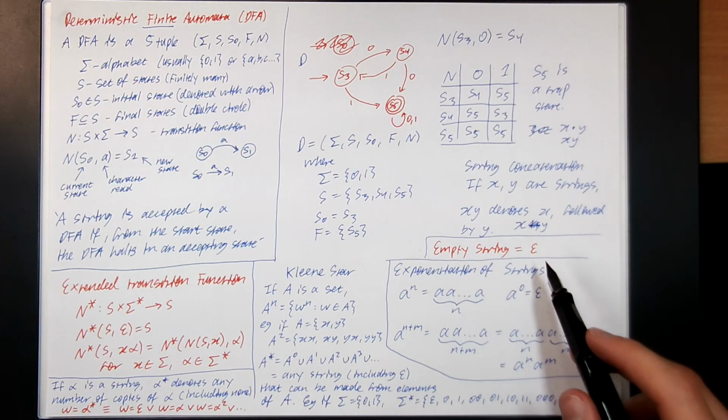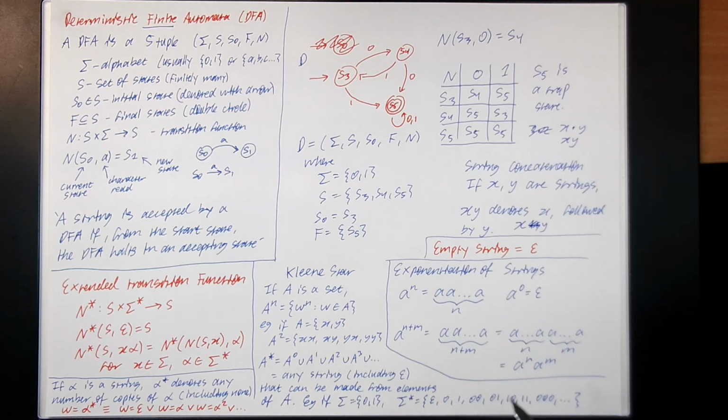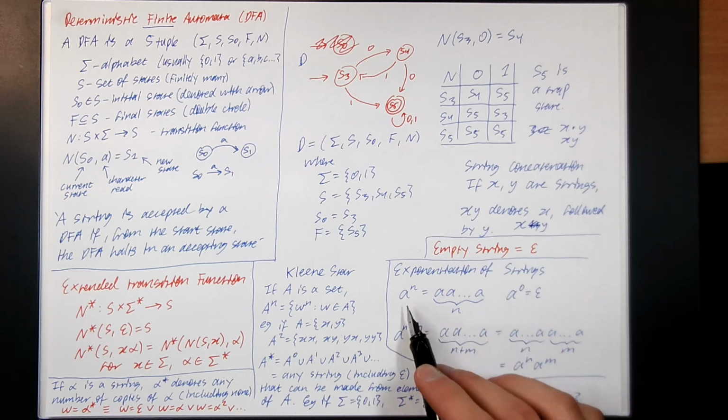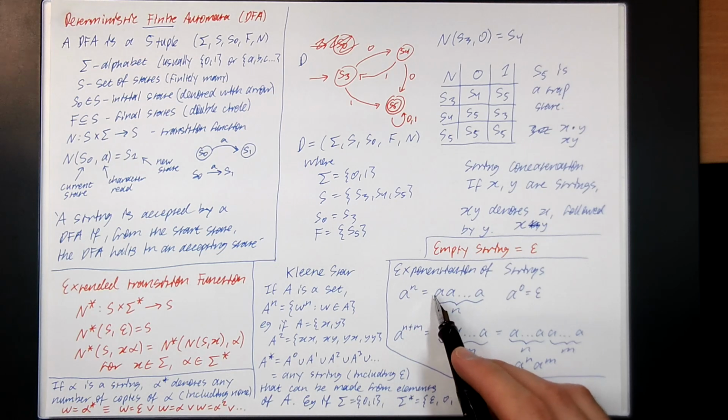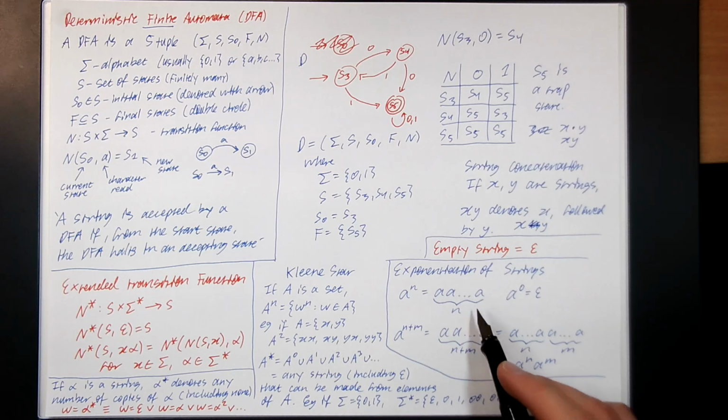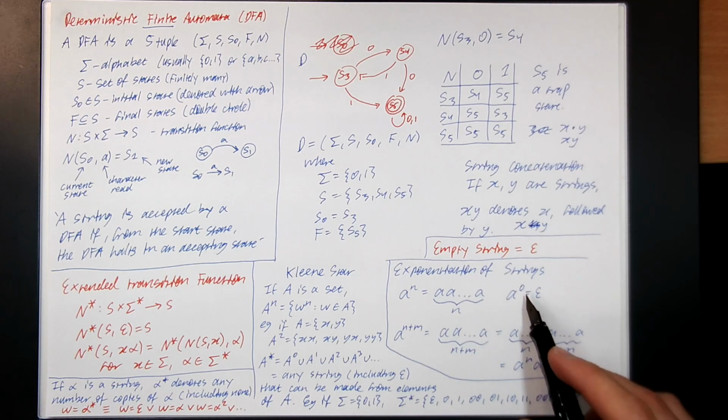Epsilon is a special character that we always reserve for the empty string. And here's how we define exponentiation of strings. When I write a to the power of n, where a is a character or a string, that just denotes n many copies of a all concatenated with each other. A to the 0 is 0 many copies of a, which is just an empty string.